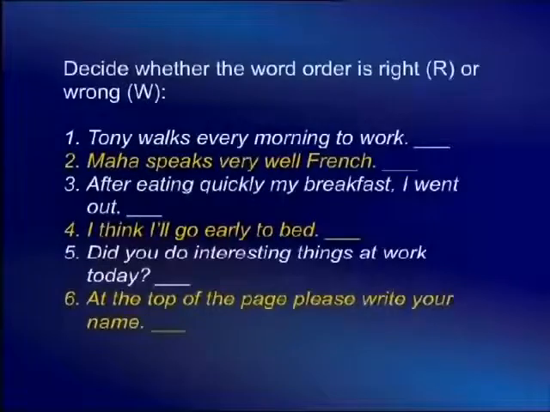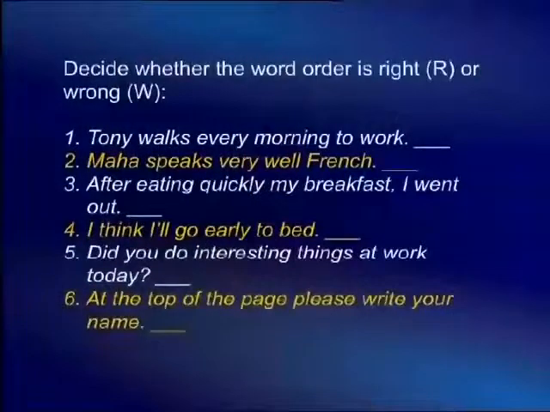Take the first sentence. Tony walks every morning to work. Is the word order right or wrong? Of course, it's wrong. Number 2, Maha speaks very well French. No, Maha speaks French very well. French has to come first, and then how well she speaks has to follow it. So, sentence number 2 is also wrong. The word order is wrong.